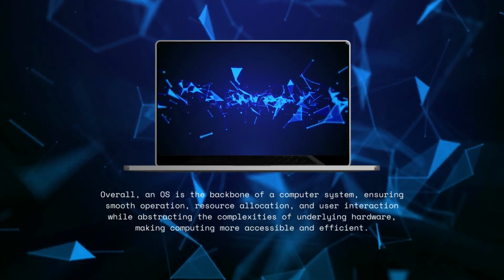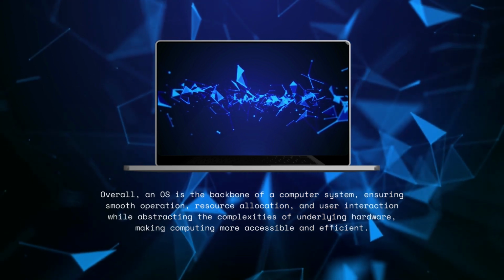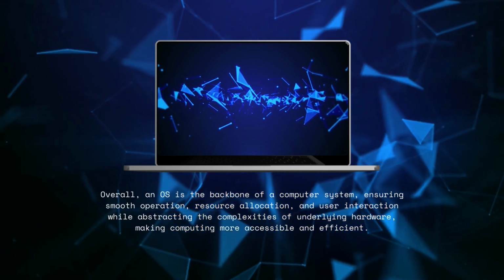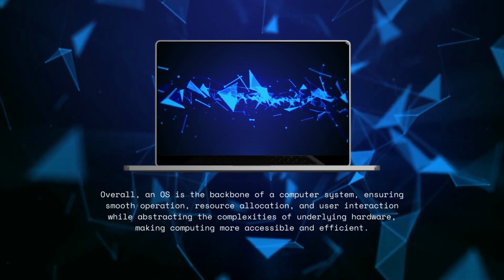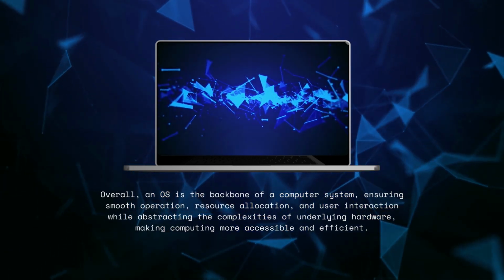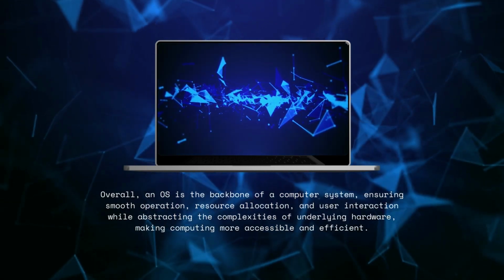Overall, an operating system is the backbone of a computer system, ensuring smooth operation, resource allocation, and user interaction while abstracting the complexities of underlying hardware, making computing more accessible and efficient.